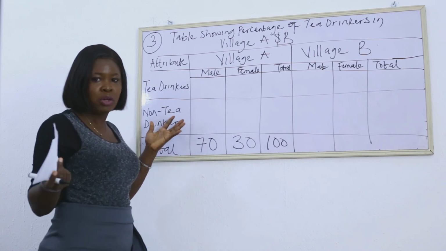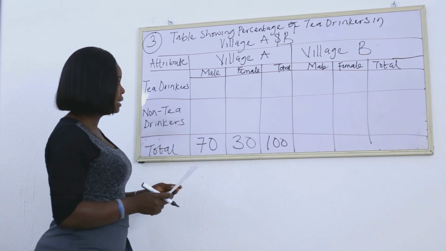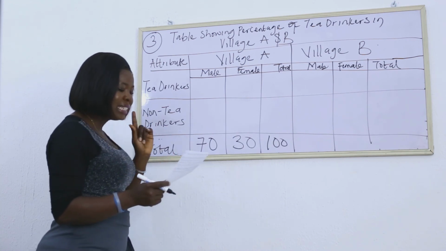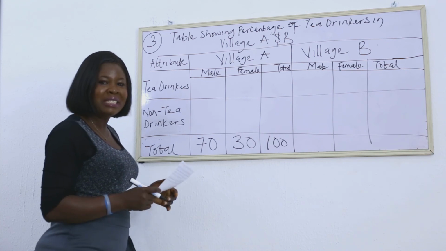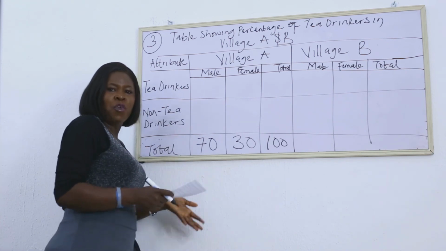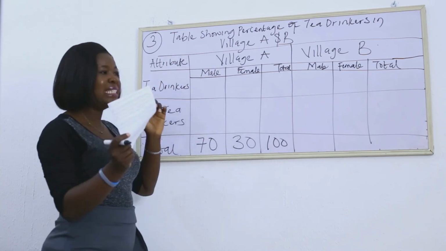Other questions might not come that way, but this one has come in percentage, so we are taking it as that. Then the second question says 80% were tea drinkers. The question did not indicate if they are male or female. They just said the total number of tea drinkers in village A is 80%.